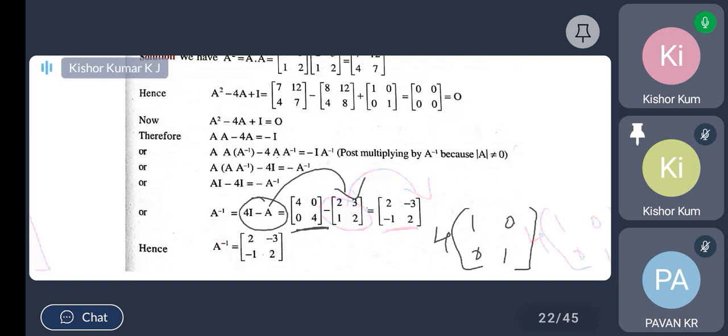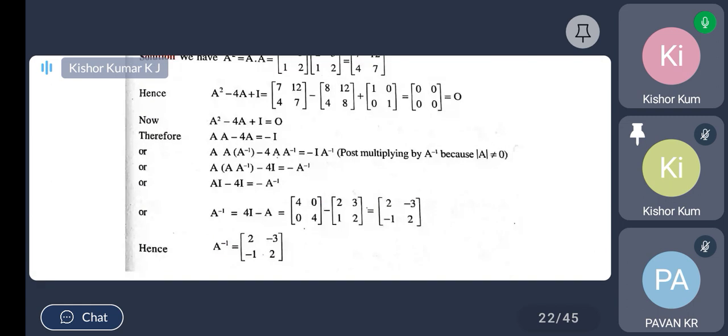So subtraction or addition, whatever you do, you have to go to the corresponding elements. 4 minus 2, it will be 2. 0 minus 3, minus 3. 0 minus 1, it will be minus 1. 4 minus 2, it is a plus 2. So that is our required A inverse. A inverse is equal to 2, minus 3, minus 1, 2. So we have got the A inverse.